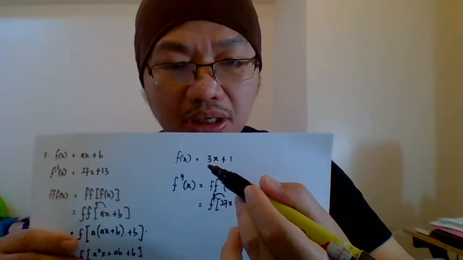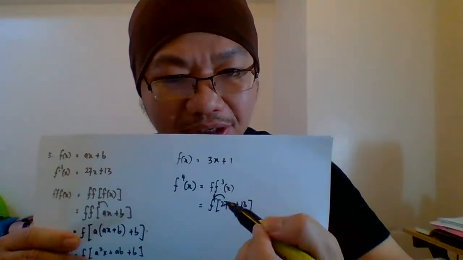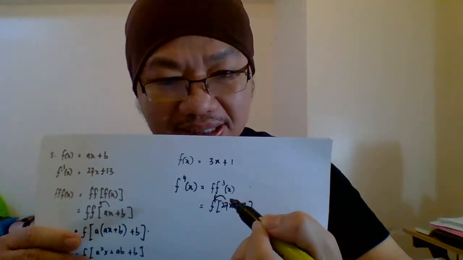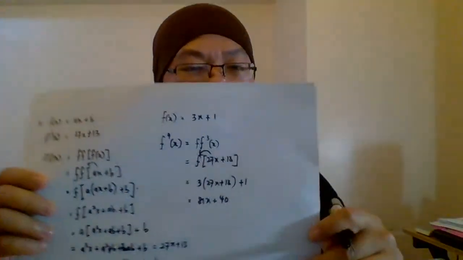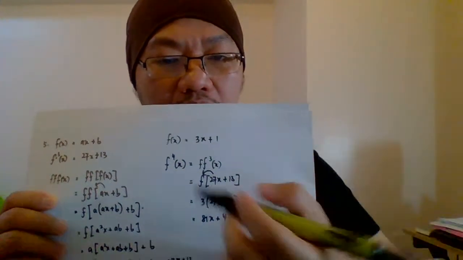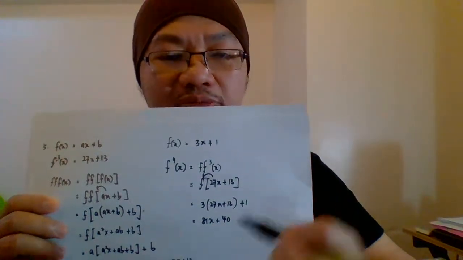F we already obtained here, 3x plus 1. So insert this thing into this function. So it becomes 3 bracket 27x plus 13 plus 1. So 27 and 3, 81. Yeah, 81. 81x plus 39 plus 1, 40. So this will be the answer for F4. Okay, F4 x equals to 81x plus 40.